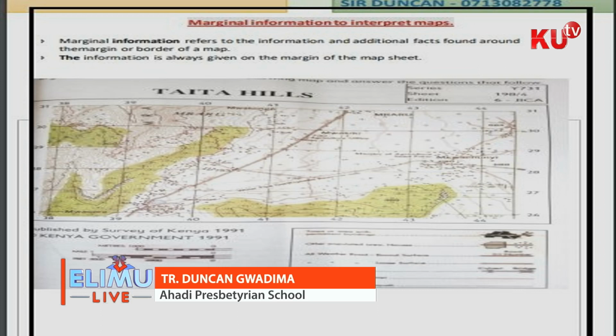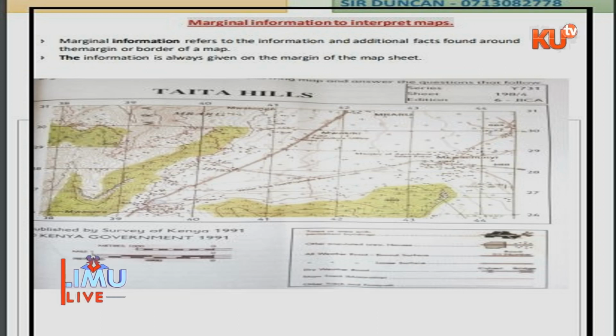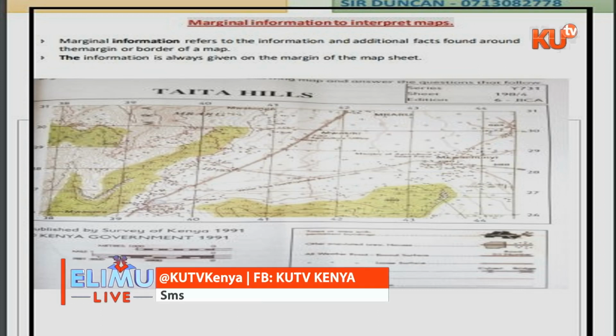Students, using the number that you can see on the screen, what is the sheet index number of the map of Taita Hills that you can see on the screen? Use the number that is on the screen to give us your correct answer.